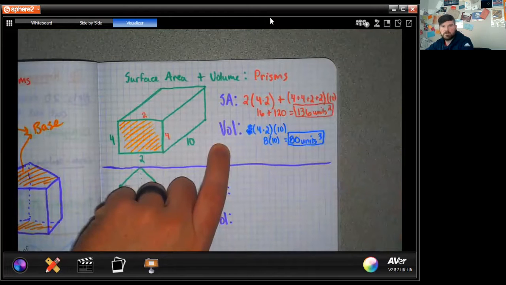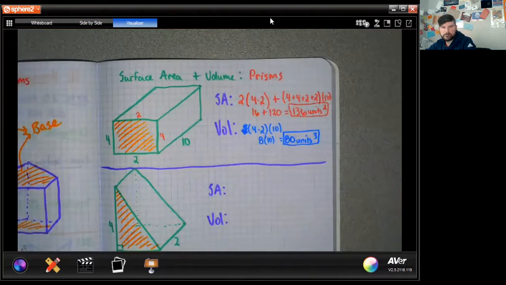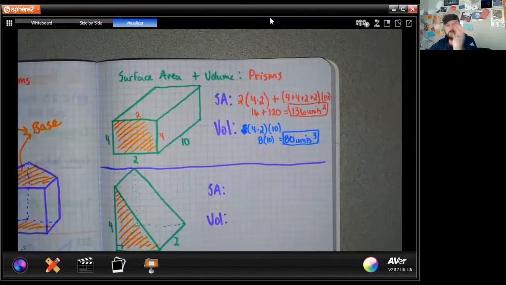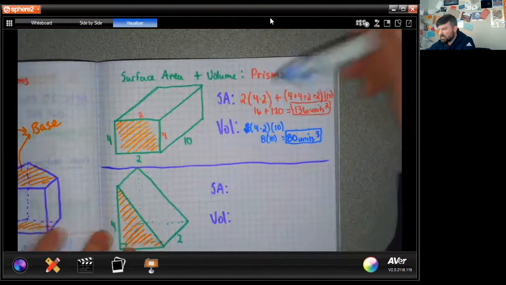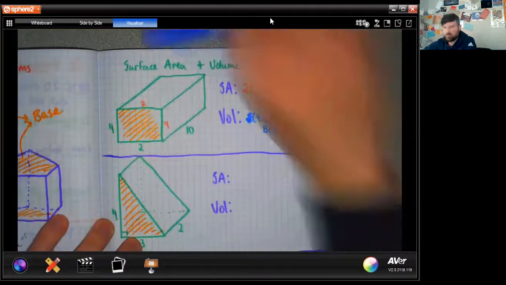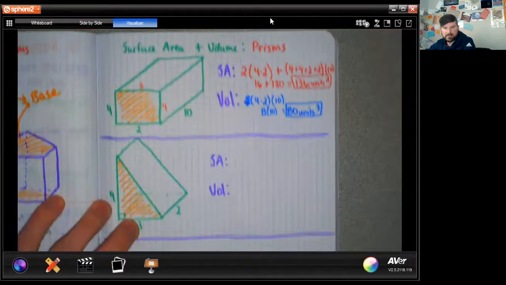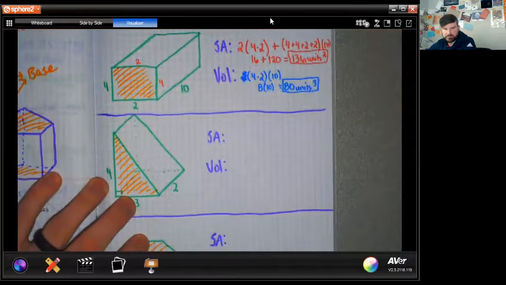Units cubed for that. All other prisms use the same formula, okay? You just may have to add some more sides to find the perimeter. The area might be a little more difficult to find, all of that kind of stuff. So let's move to this one.